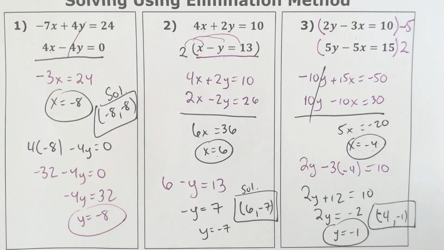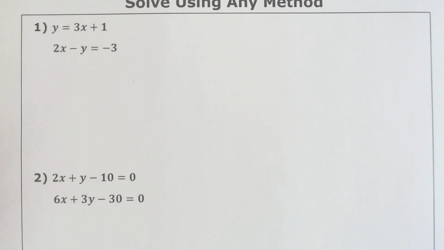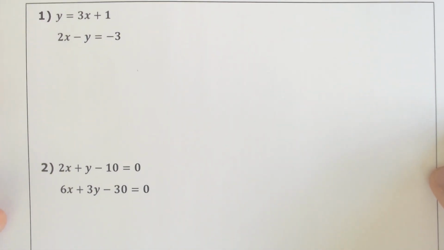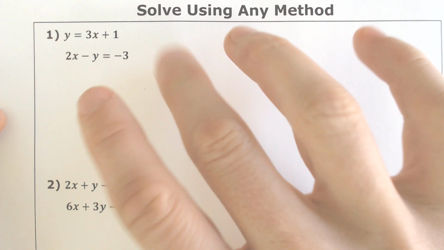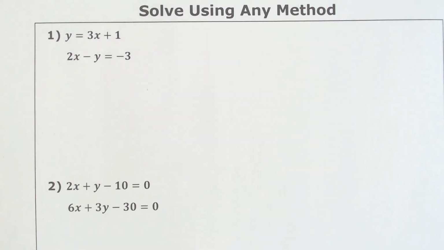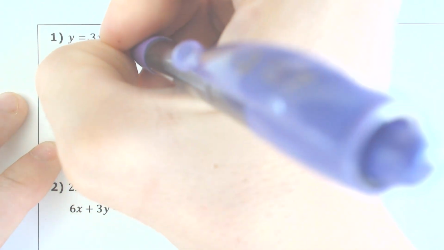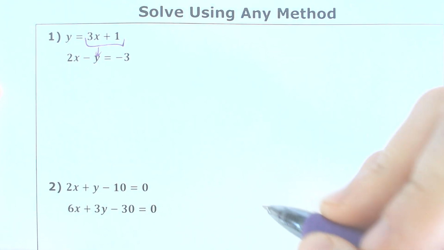Okay, so those are the two main methods, but what do you do when you're not told what method to use? You have to choose which method you would prefer. On this equation right here, I would choose to use the substitution method. Why? Because you already know what y is equal to, so you could substitute that in for y.